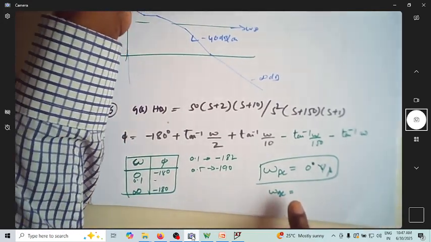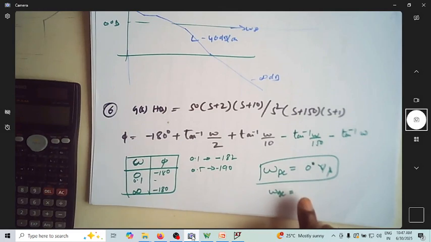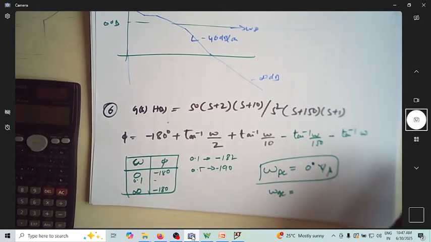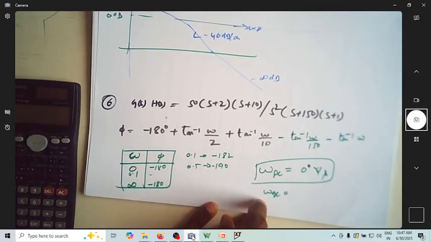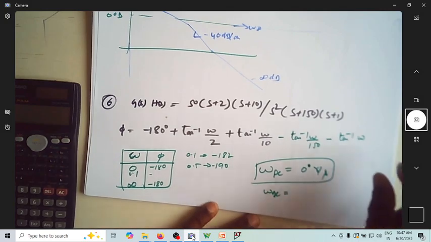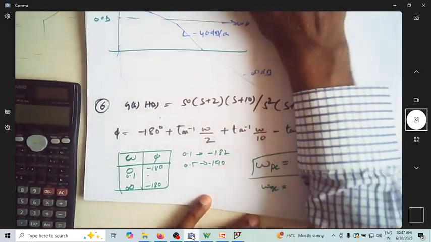Let me show you these values in MATLAB also. Let me show you that in the next video: the resultant gain margin and phase margin of this transfer function, in the next video. Thank you.